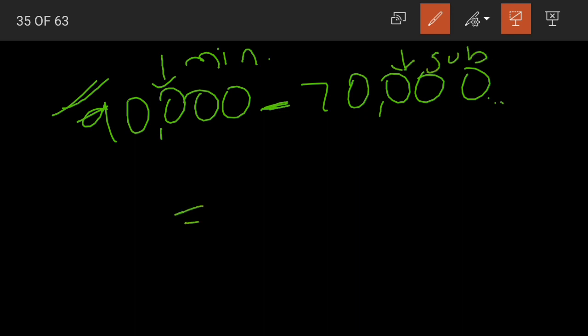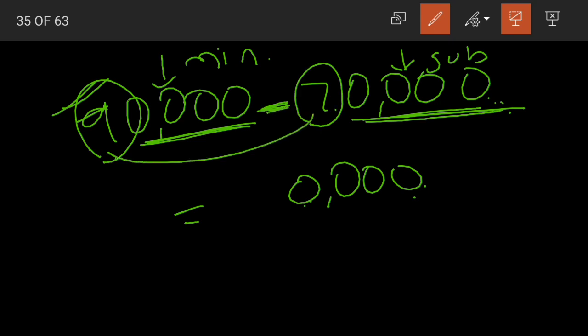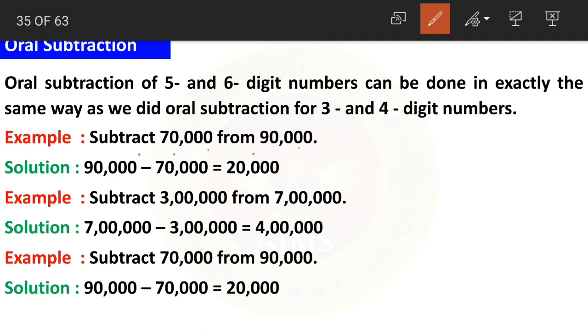Now how to subtract? Again, there are four zeros in both the numbers. So even in the answer, we'll write 4 zeros. Now the numbers before zeros are 9 and 7 and we are having the subtraction symbol here. 9 minus 7 is equals to 2. So 90,000 minus 70,000 is equals to 20,000. Clear children?